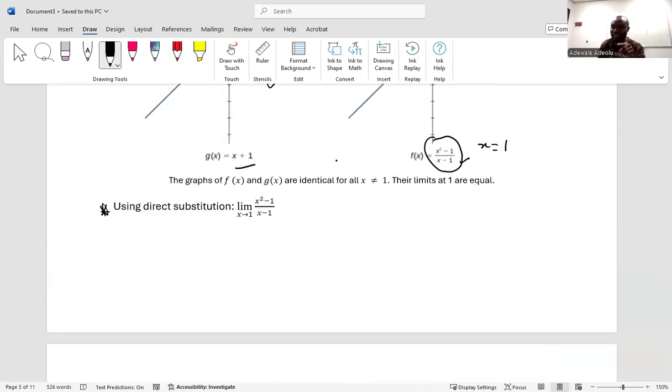Now let us see something. If we use direct substitution, from what we proved earlier, we are going to have this situation: x squared minus 1 over x minus 1. If we throw in 1, we are going to have 1 squared minus 1 divided by 1 minus 1. And that is 0 over 0. We call this indeterminate form.